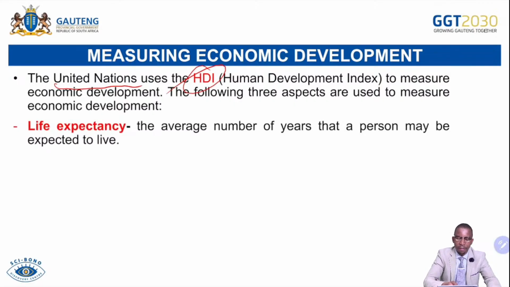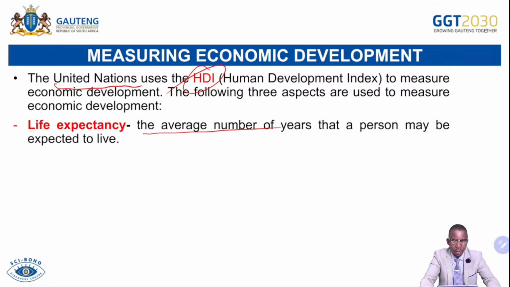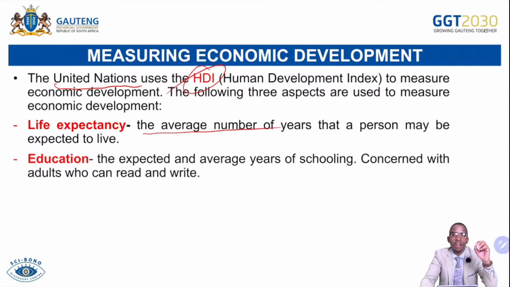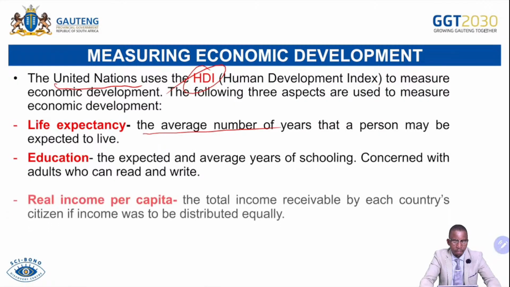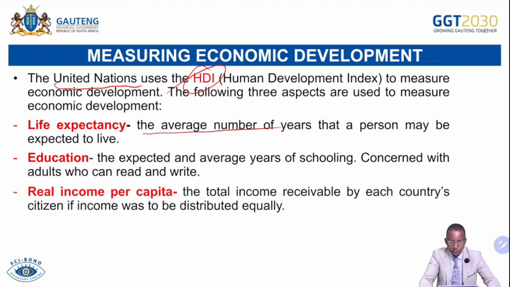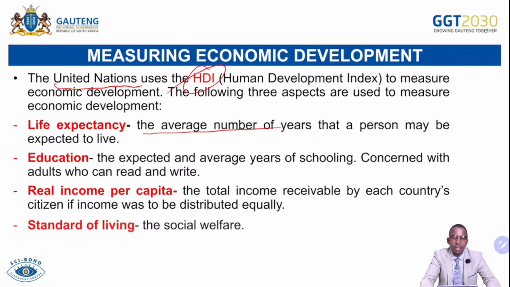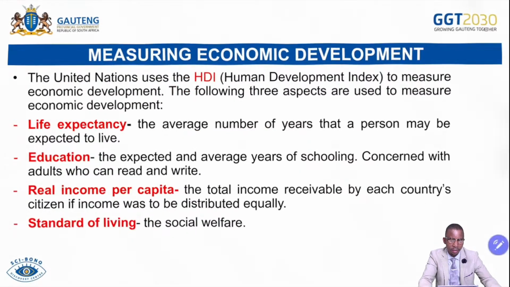Remember, life expectancy, we said, refers to the average number of years a person can live from birth to death. So we know that if ever life expectancy is very low, that simply means there's a lower level of economic development in the country. If life expectancy is very high, there might be a better economic development. Education or literacy rate: the expected and average years of schooling, concerned with adults who can read and write. Real income per capita: the total income receivable by each country's citizen, if income was distributed equally, we call that income per capita. Standard of living is the welfare of the nation or social welfare.